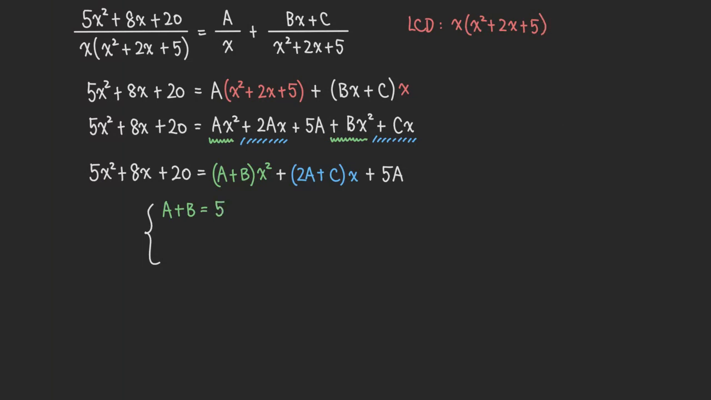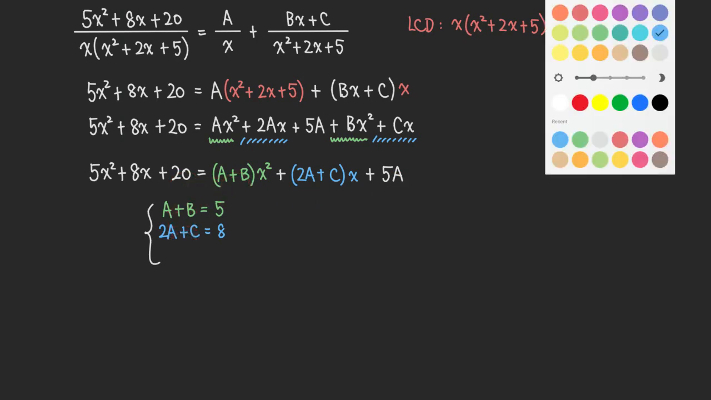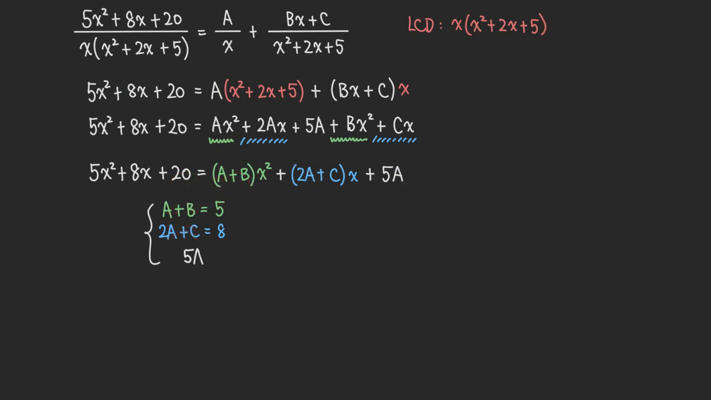Okay, so now the linear term coefficients matching. We have 2a plus c is equal to 8. So we get 2a plus c equals 8. And then lastly, the constant terms matching together. 5a is equal to 20.